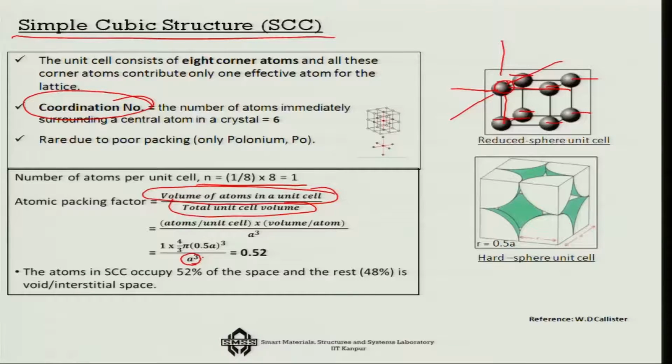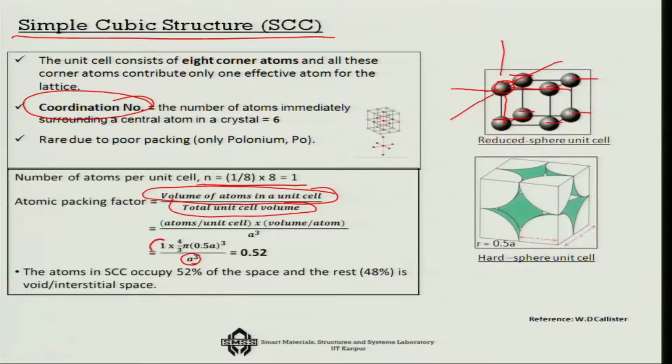Now, how do you find out the volume of atoms in a unit cell? To do that, we have to find out how many atoms are there per unit cell and then the volume per atom. So, in this case, you can find out that atoms per unit cell is actually the number of atoms, that is 1/8 into 8.